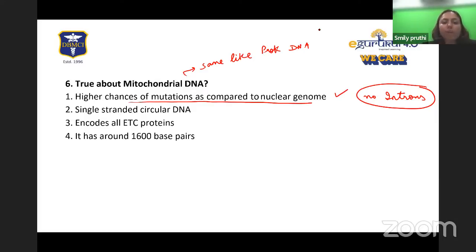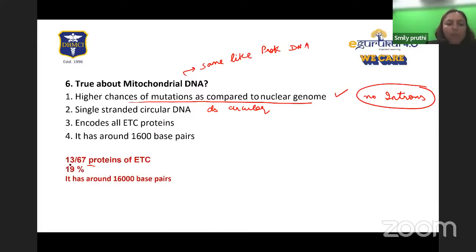Okay, it is single-stranded circular DNA? No, it is double-stranded circular DNA. It encodes all ETC proteins? No, it encodes 19% of ETC proteins, that is total 13 out of 67 proteins, right? So this is wrong. It has around 1600 base pairs? No, 16,000 base pairs. So the answer is the first one: it has high chances of mutation as compared to the nuclear genome.